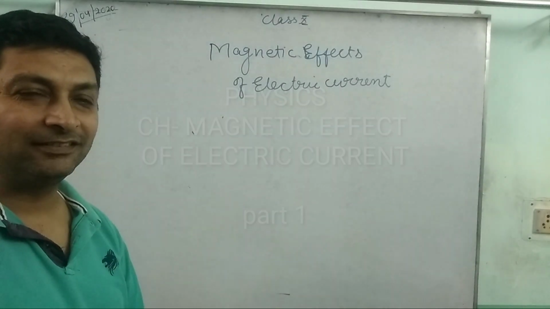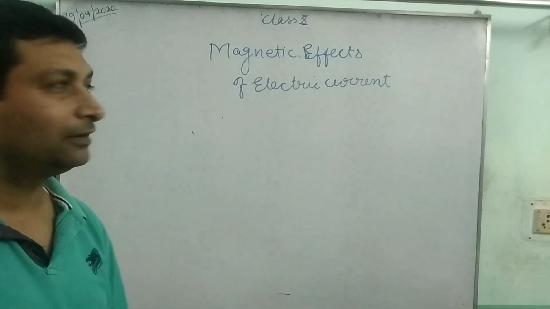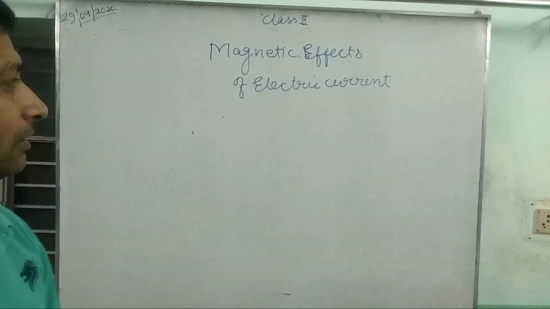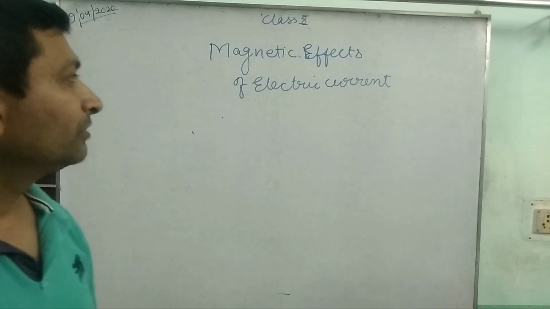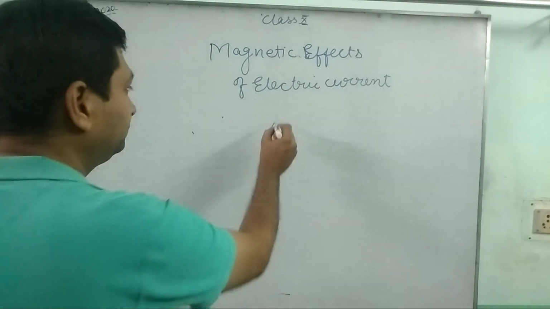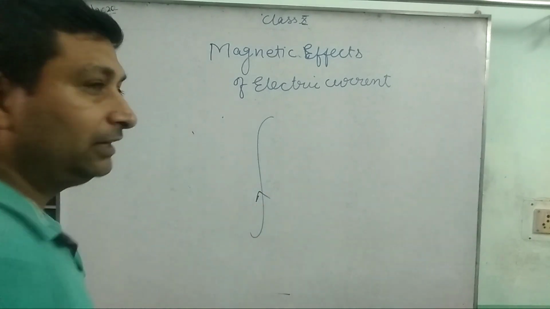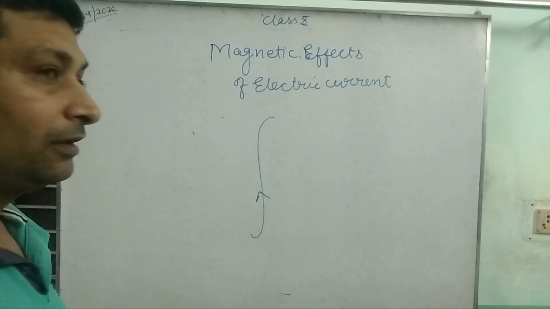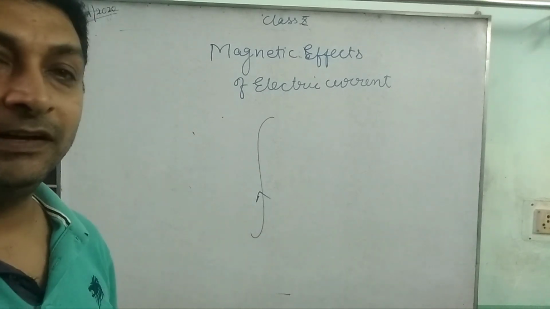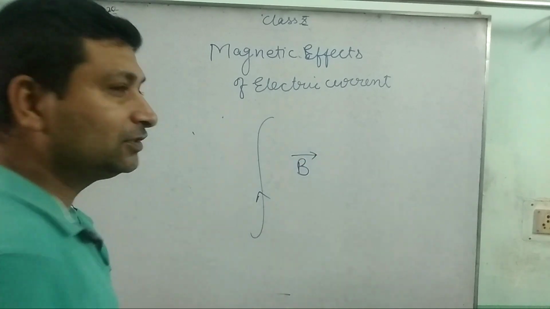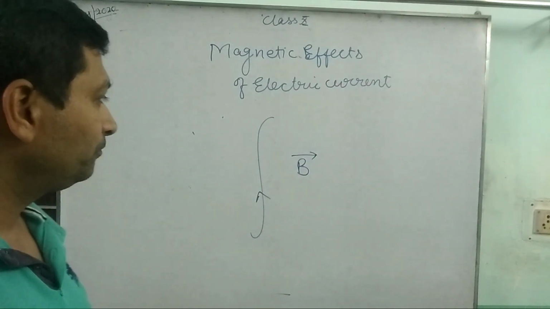Good evening, students. Today we are discussing the topic magnetic effects of electric currents in a new heading. A current carrying wire develops a magnetic field surrounding it, and this magnetic field is a vector quantity. It is denoted by B vector.